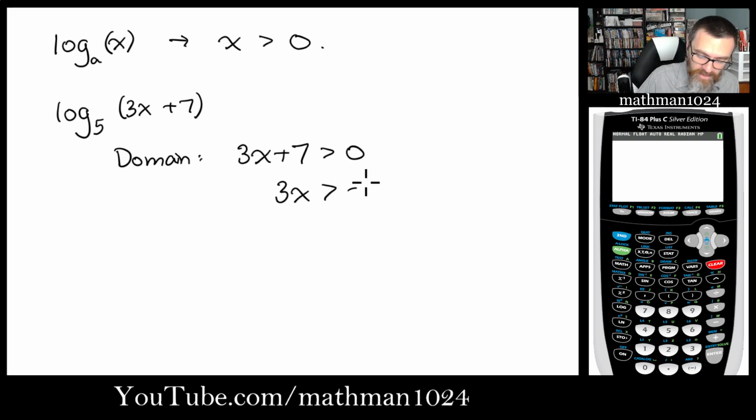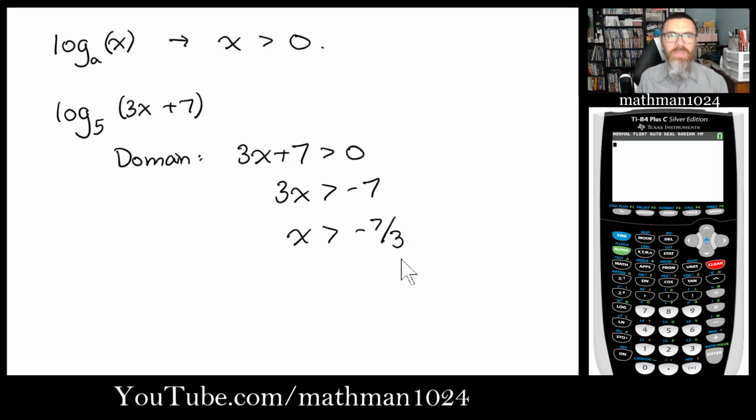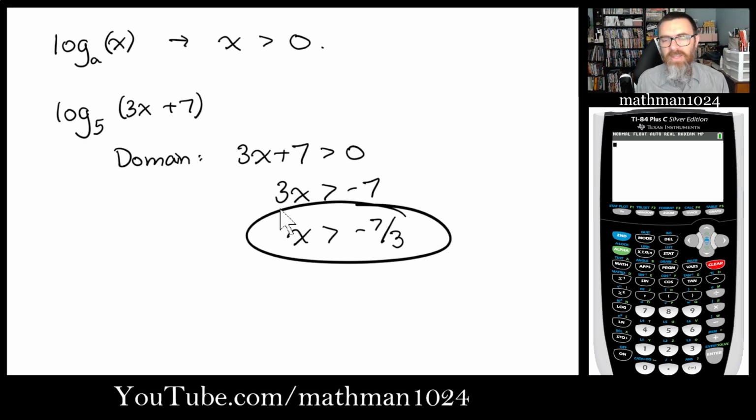So solving this tells me that for any solution that I get, so that I don't mess up the domain for my expression, any solution that I have has to satisfy that. It has to be greater than negative 7/3. Now my answer was 206, so of course that's going to be totally fine.